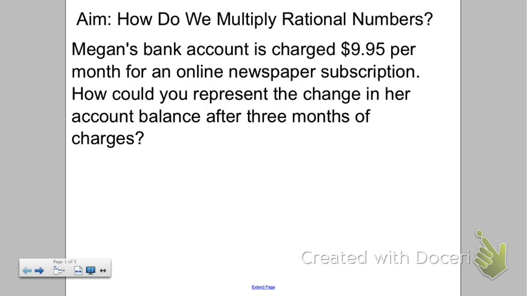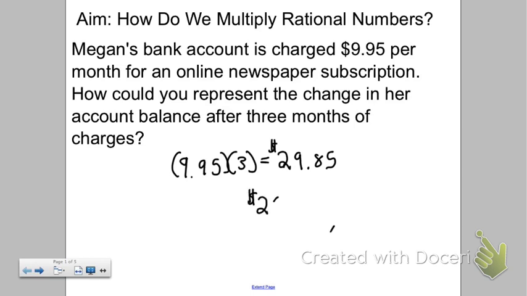So if it is charged $9.95 per month, we need to know her account balance after 3 months. So we can do our $9.95 and we can just multiply that by 3 months for her 3-month subscription. When we do $9.95 times 3, our answer comes out to $29.85. Since the question is regarding money, we need to be sure to include a dollar sign in our answer. So our answer is $29.85.